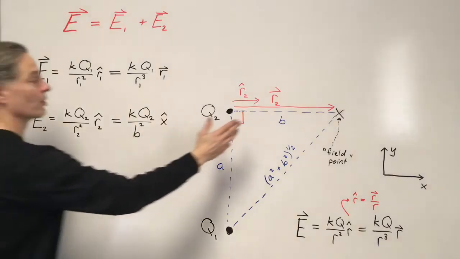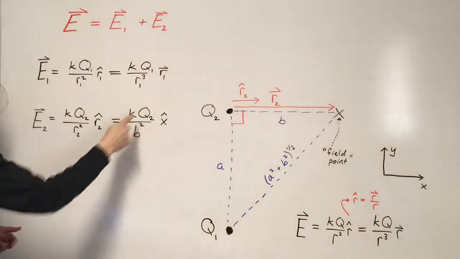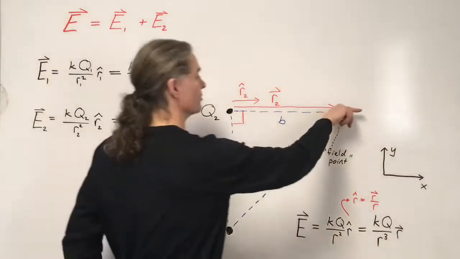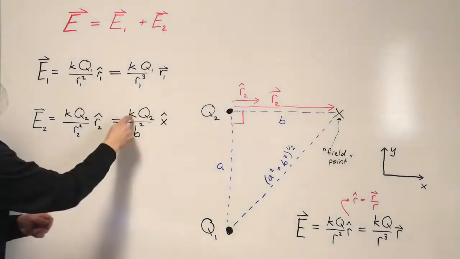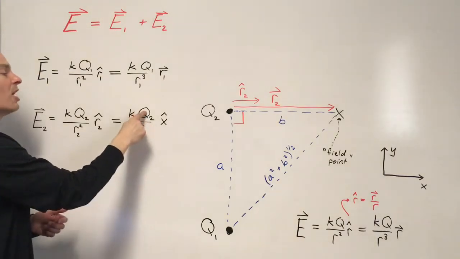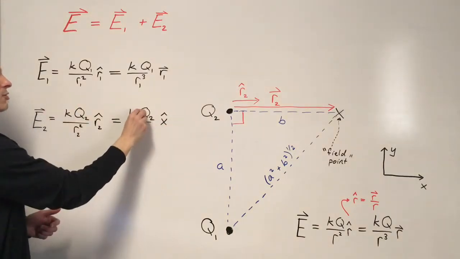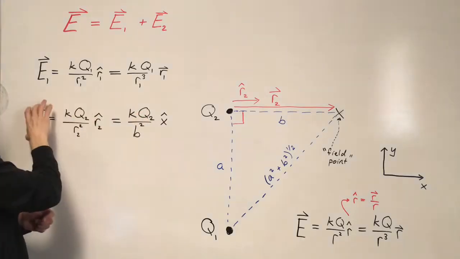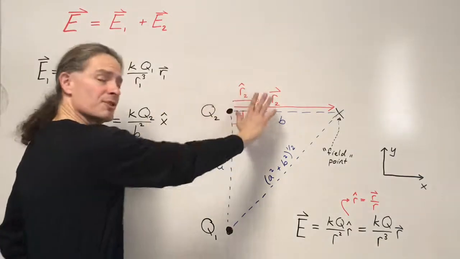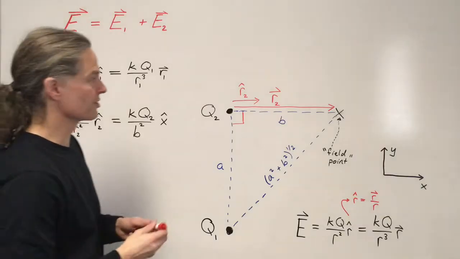Okay, we can also represent what that means on this diagram. Now, we have to keep in mind that charge Q2 could be positive or it could be negative, and that will influence the direction of the electric field here. K is constant, B squared obviously is constant. So if charge 2 is positive, this vector will point in the direction of the x hat unit vector. If charge 2 is negative, then this vector will point opposite the direction of the x hat unit vector. So for the purpose of representing things in this diagram, let's pretend for now that charge 2 is positive.